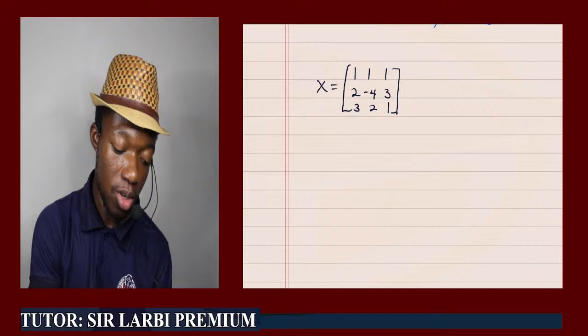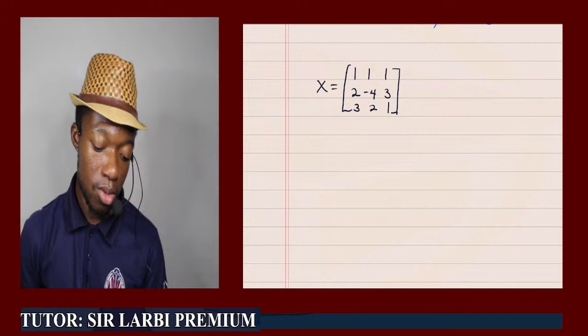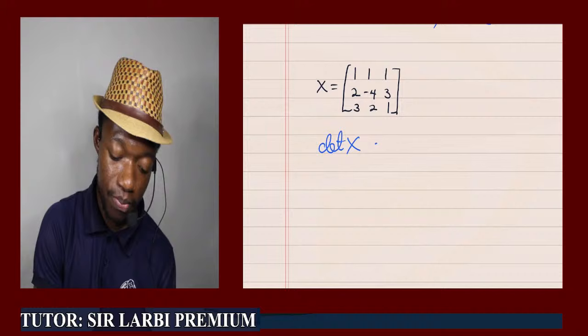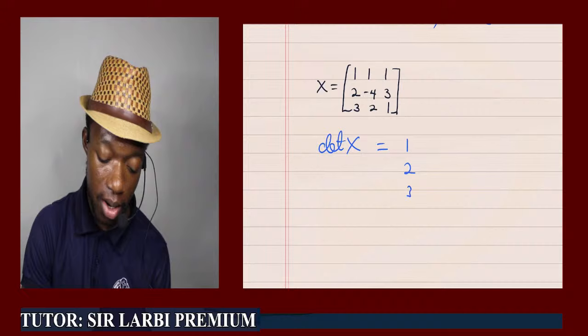Okay, so to find the determinant of this, that means you want to find the determinant of X. By convention, you can write it as |X|. So here is what we're going to do. For you to find the determinant of X, the second approach is that you are going to repeat columns. So you have 1, 2, 3. Then you have 1, -4, 2. Then you have 1, 3, 2.